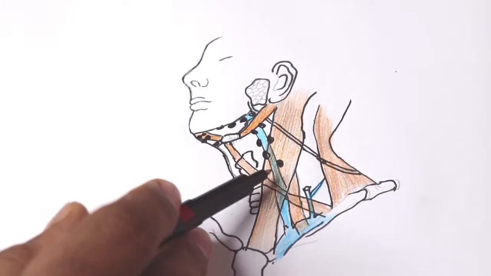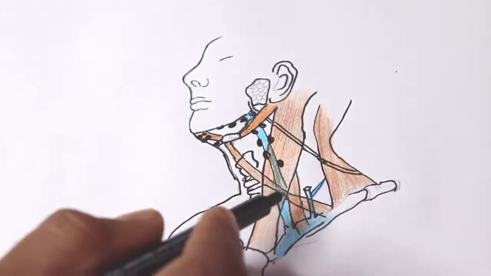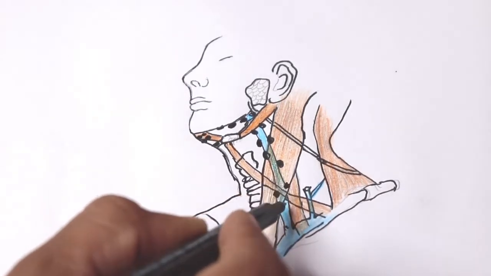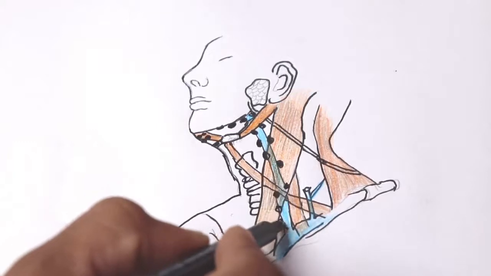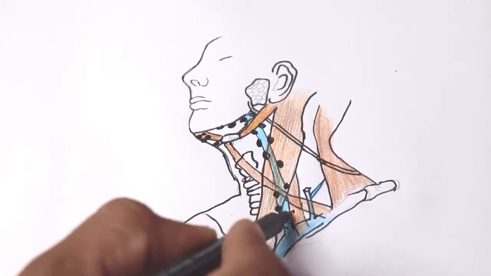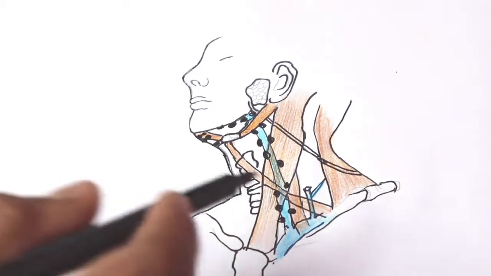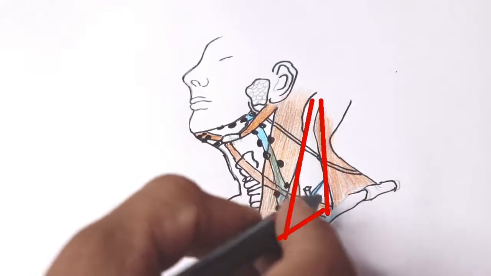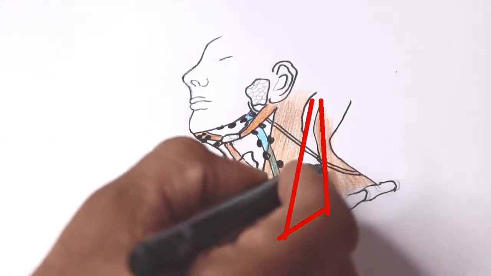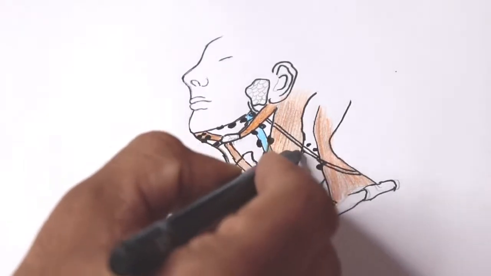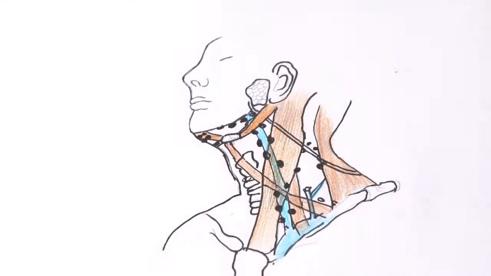Level 4 is the nodes which are just below the inferior border of the cricoid till the end of the jugular vein. Those nodes come under level 4. Level 5, on the posterior triangle of the neck, the nodes which are situated in the posterior triangle of the neck. So all these nodes come under level 5.